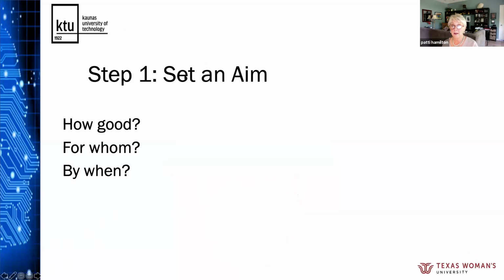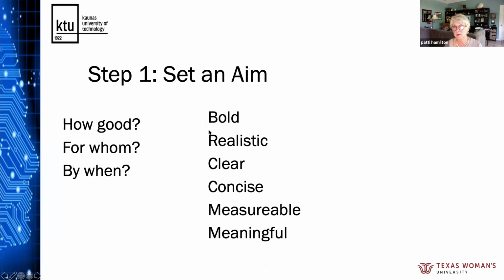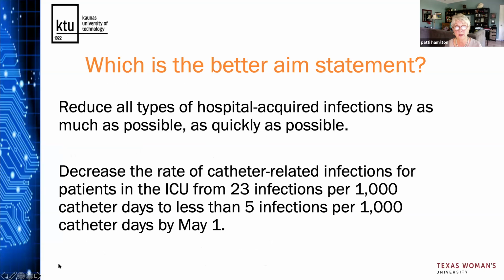Now, we set our aims at the very beginning, and we want to know how good our result is, for whom we want it to be an improvement, and by when we want to see that improvement. We want our aim to be bold, realistic, clear, concise, measurable, and meaningful. That's a lot to ask, isn't it? So how good, for whom, and by when? So which of these two would you think would be a better aim statement?